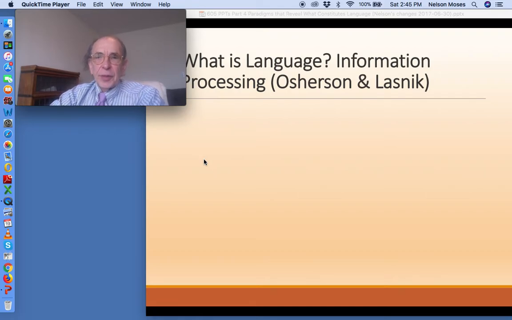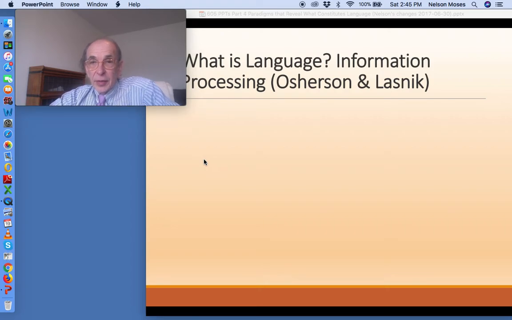Okay, there are two more paradigms that I want to touch upon here that reveal more things to evaluate in the area of speech and language, more things that could be contributing to any speech and language problem. One is the information processing point of view. I associate the names Osherson and Lasnik with this, although there are many names that could be associated.